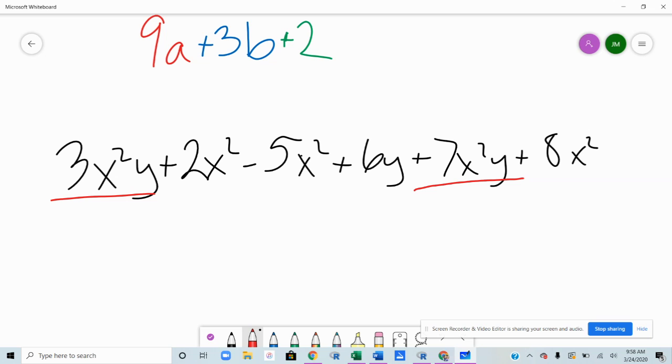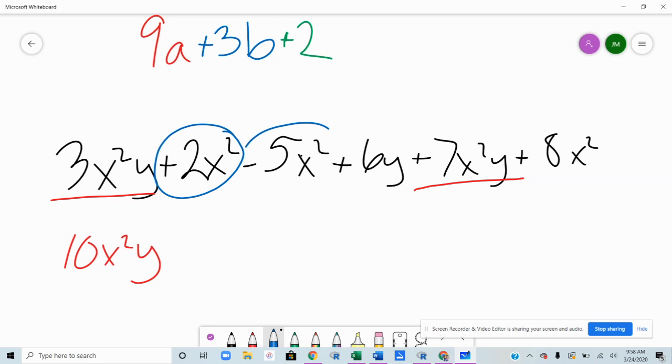So 3x squared y plus 7x squared y. Combine those. That's 3 plus 7 is 10, x squared y. Okay. Now your next term is plus 2x squared. Look for like terms, so anything that has an x squared. Remember the x squared y's were not like terms, so we would not worry about those. I have negative 5x squared, it's not the 6y, I have plus 8x squared. So you're going to combine all three of those. So it is positive 2 minus 5 plus 8.